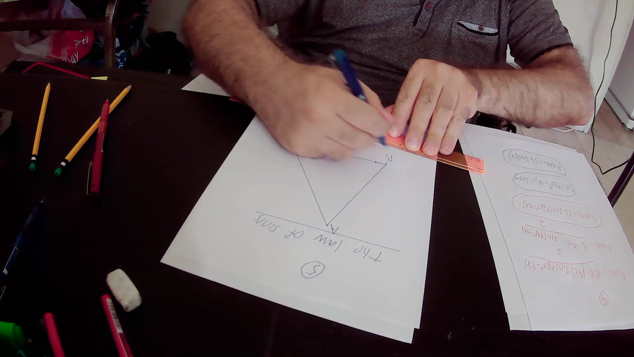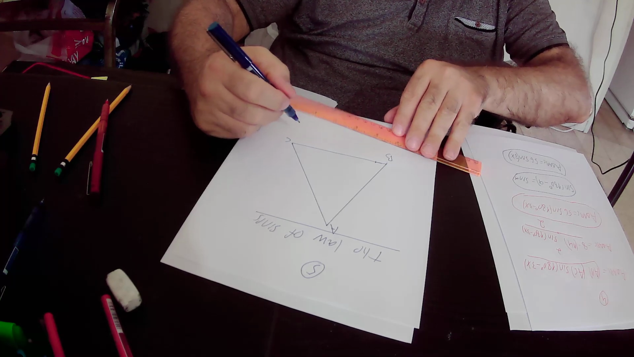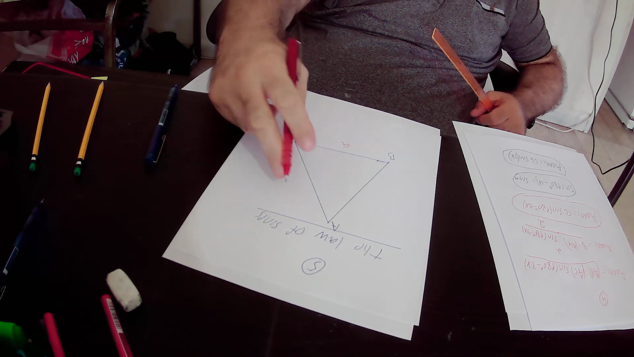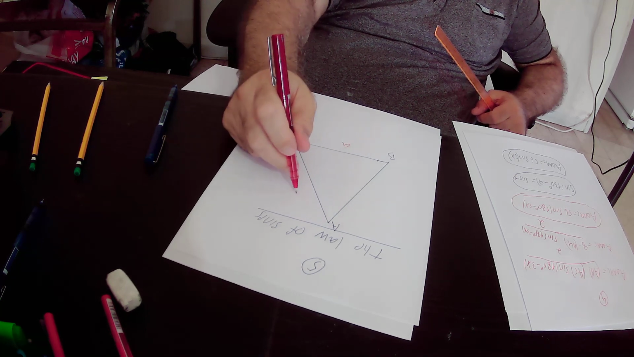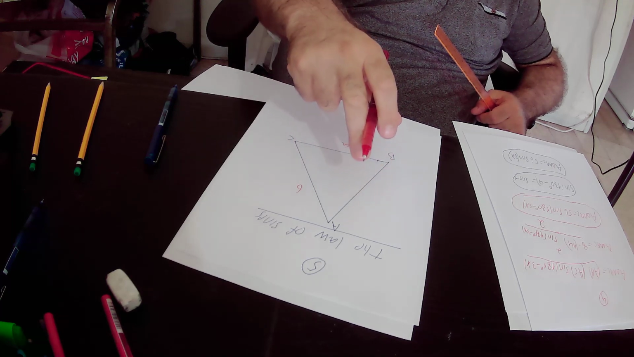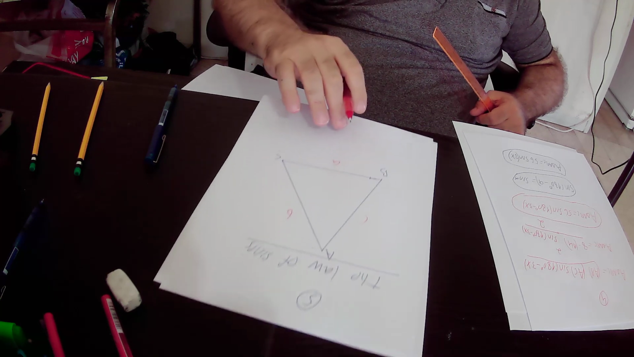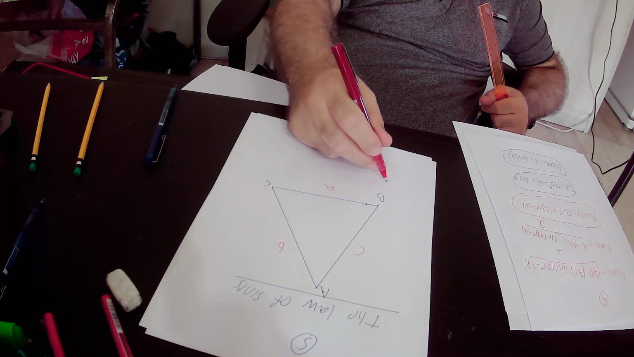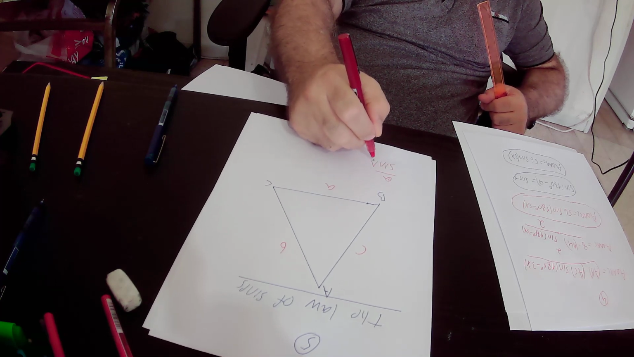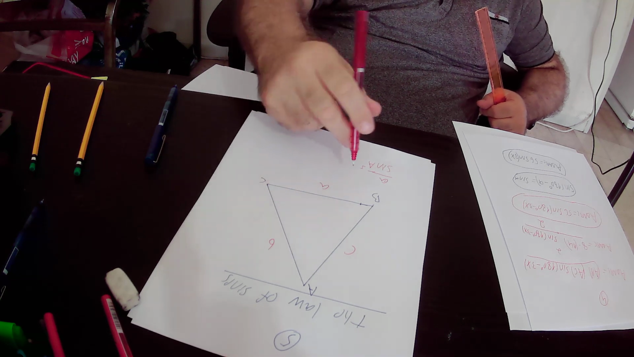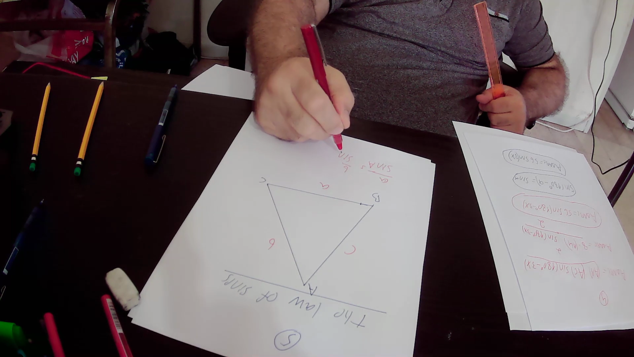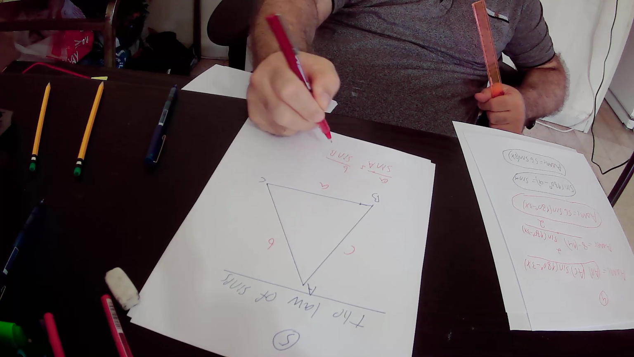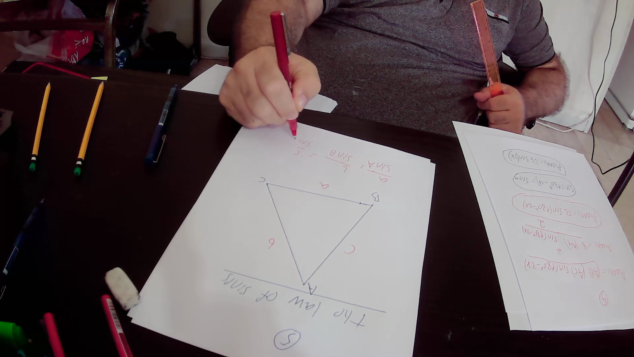so this is triangle ABC. The size of BC of triangle ABC is A. The size of AC of triangle ABC is B. And the size of AB of triangle ABC is C. Then, according to the law of sines, A over sine A equals B over sine B. Capital B is the size of this angle. Equals C over sine C.